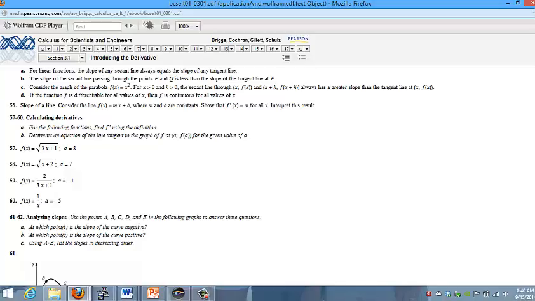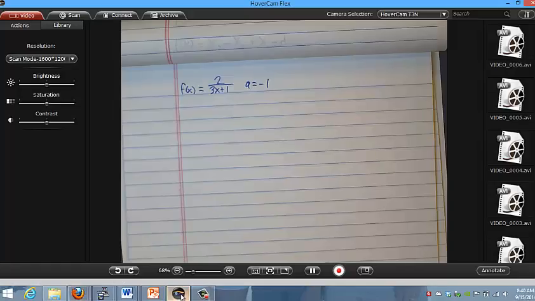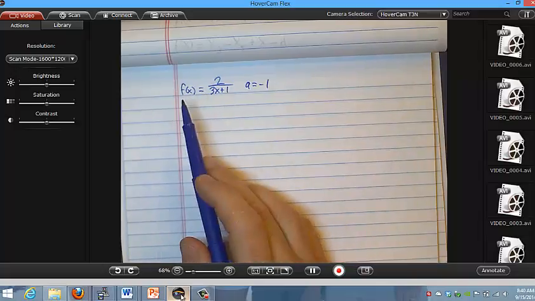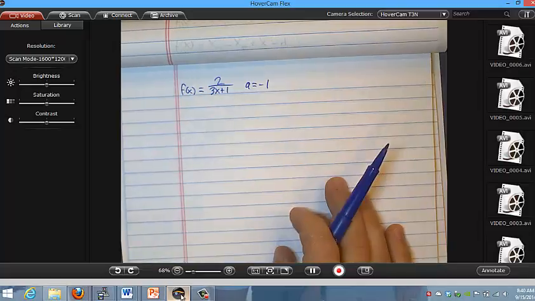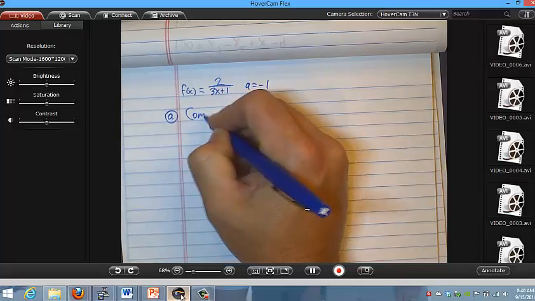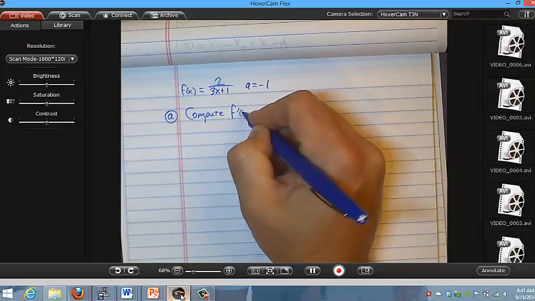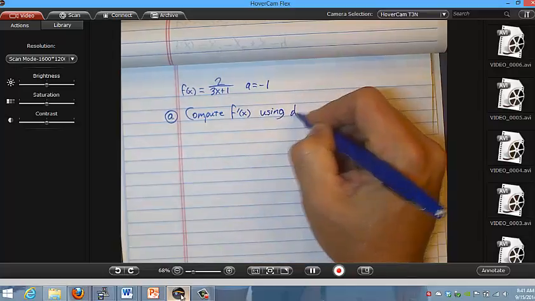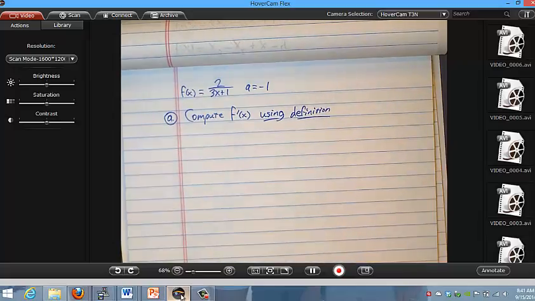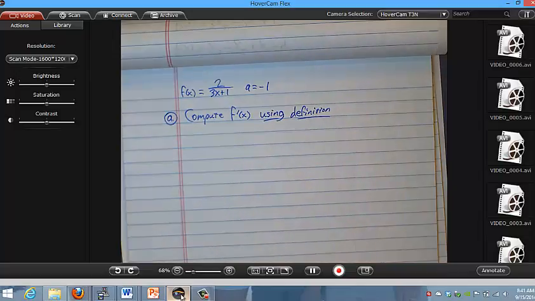And they give me a value of a. And so I guess one question is, at this point, I don't think there's an easy way to find this derivative, okay? Not without getting a few more rules. So I understand part A is to compute f prime of x using the definition. If they say using the definition, at that point, you want to pull out that limit, okay? That's what they want you to do.